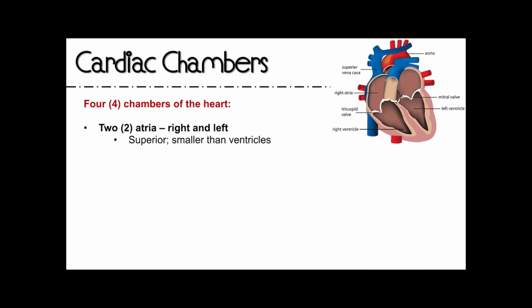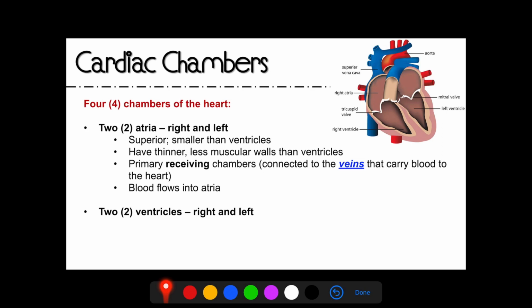Another thing, the atria are smaller and they are superior to the ventricles. They also have thinner and less muscular walls than the ventricles because they don't do the actual pumping of the heart. That's why they are only receiving chambers. As receiving chambers, they are connected to the veins that carry blood to the heart, the superior and inferior vena cava. In short, the blood is supplied to the heart via the atria, the receiving chambers.